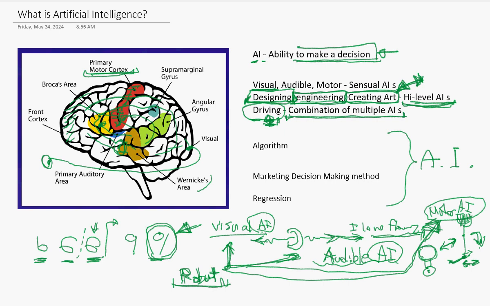So when you say AI, you have to specify which AI you are talking about. Visual, audible, motor, design, driving? What kind of AI are you talking about? Okay? So that's the current situation when people hear about AI in the media. They just don't know what he's talking about because it doesn't specify what AI the person is talking about.